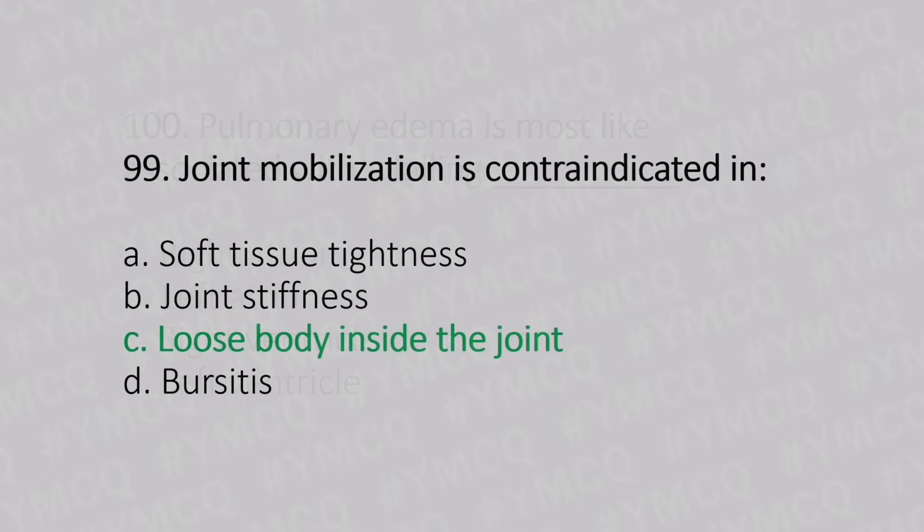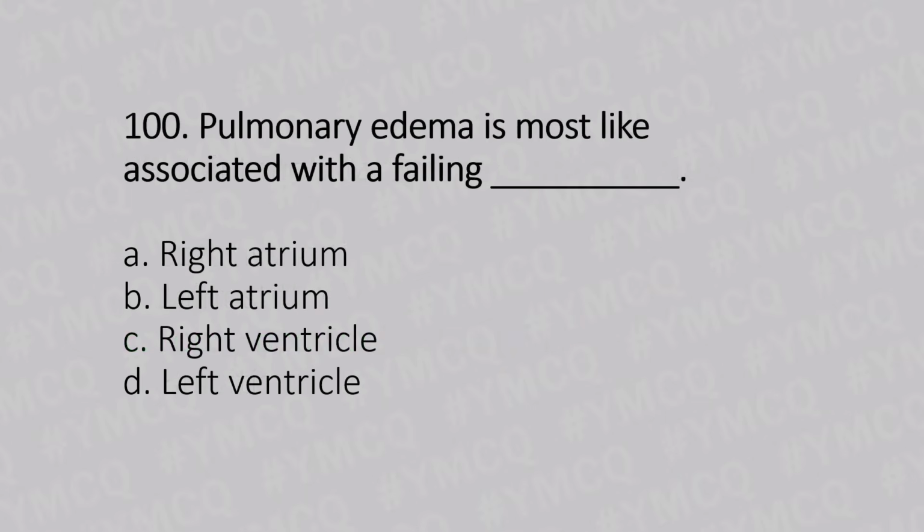Moving to our 100th question, pulmonary edema is most likely associated with a failing dash. Option A right atrium, option B left atrium, option C right ventricle, option D left ventricle, and the answer is option D left ventricle.